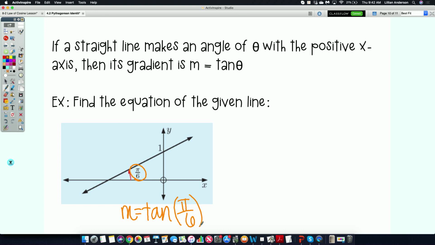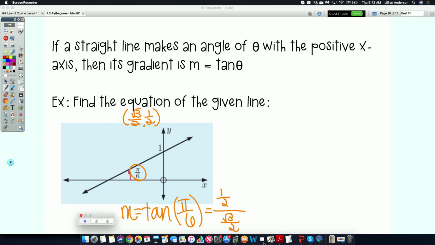What is the ordered pair at pi over 6? Root 3 over 2, 1/2. So when you do the tangent of that, tangent is what over what? Sine over cosine. So that's going to become 1/2 divided by the square root of 3 over 2. Can you guys simplify this real quick, please? So then that way we can get our slope for this, or a gradient for this line. So then that is our gradient.